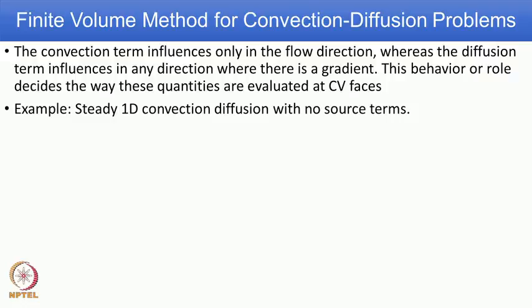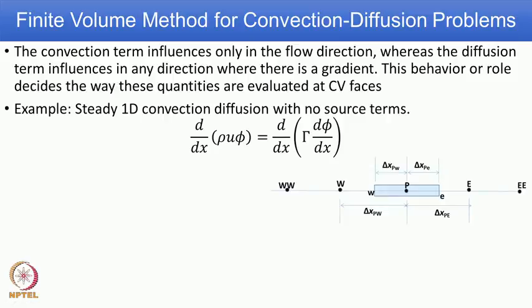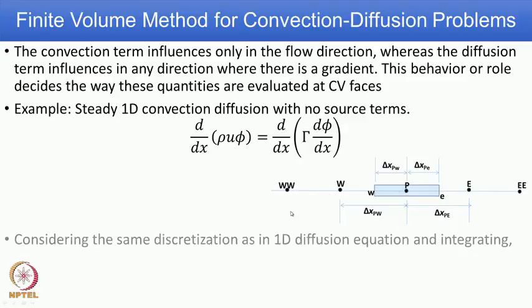Let us take an example situation. Again we take a one dimensional situation: steady one dimensional convection diffusion. For the sake of simplicity, again we do not have a source term. So, we write down the equation as given here: d by dx of rho u phi equals d by dx of gamma d phi by dx. Because it is one dimensional, we write it in differential form. Again we reproduce the terminologies and mesh arrangement.